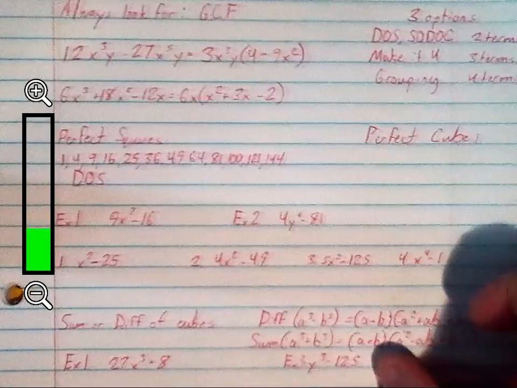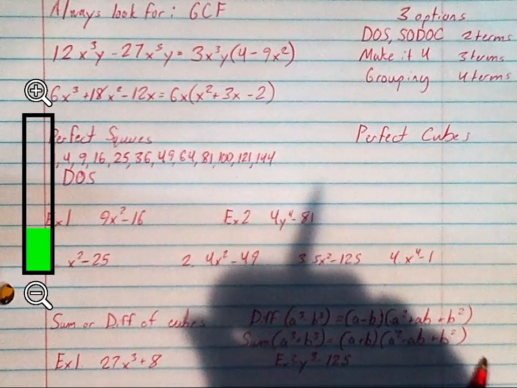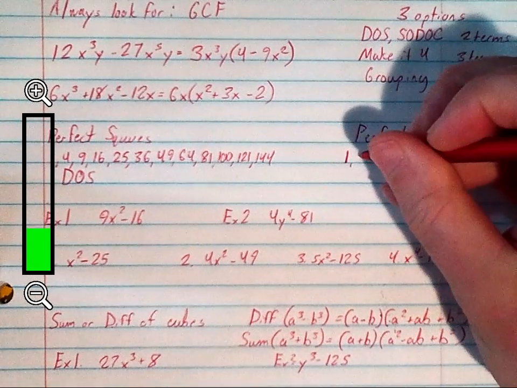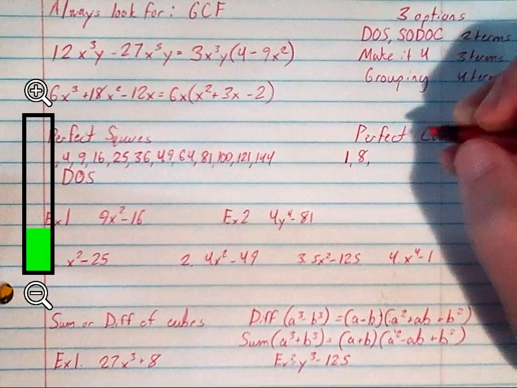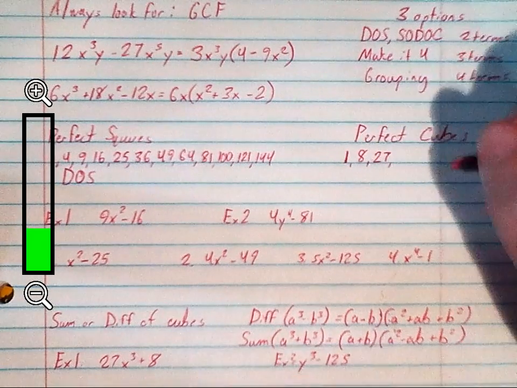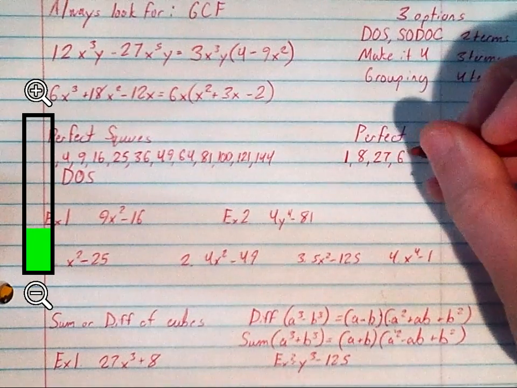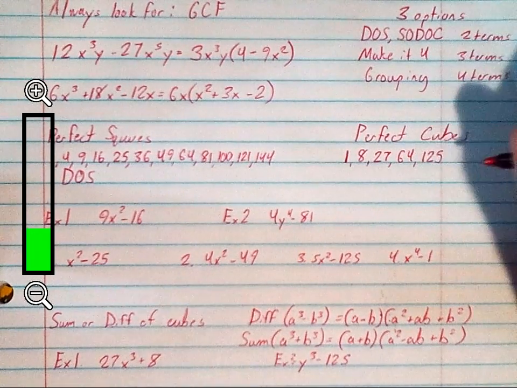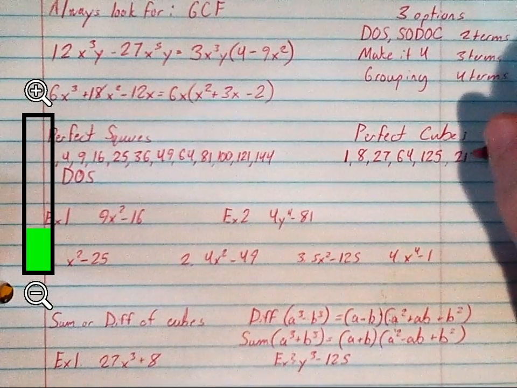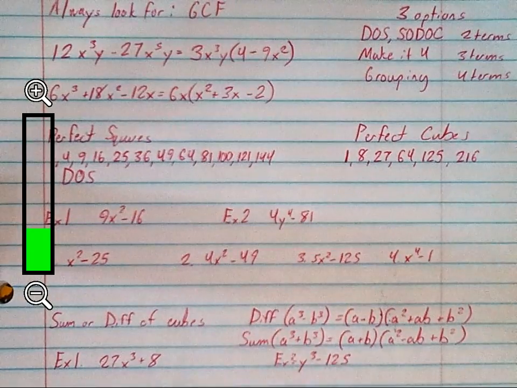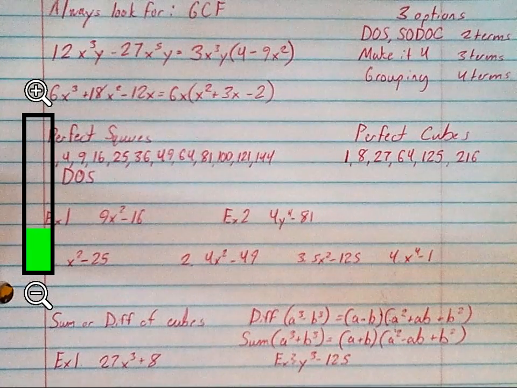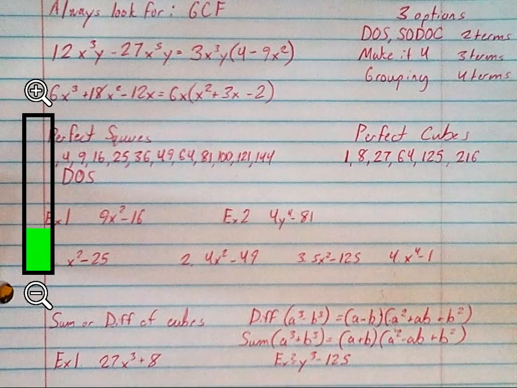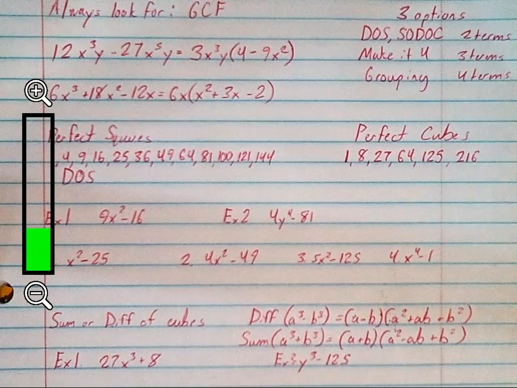Now, perfect cubes, this might be a little less familiar for a lot of us, okay? So 1 cubed is 1, 2 cubed is 8, 3 cubed is 27, 4 cubed is 64, 5 cubed is 125, 6 cubed is 216, and we could go further, but you have a calculator at that point. So I would definitely know 1 through 4, and 6 doesn't hurt either. Okay? So let's take a look again.